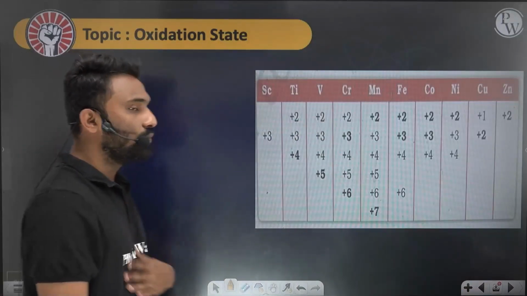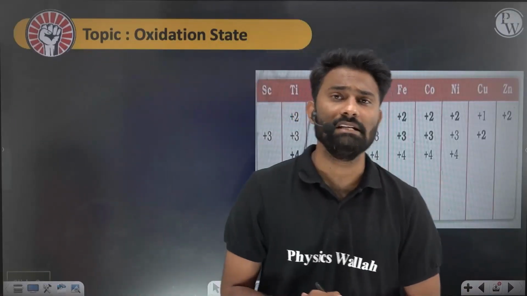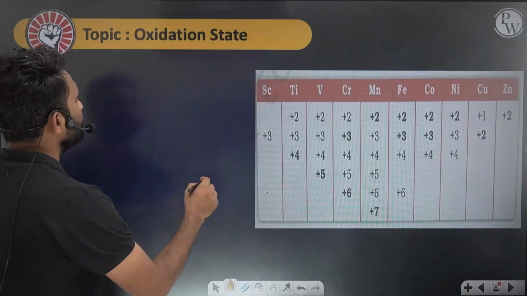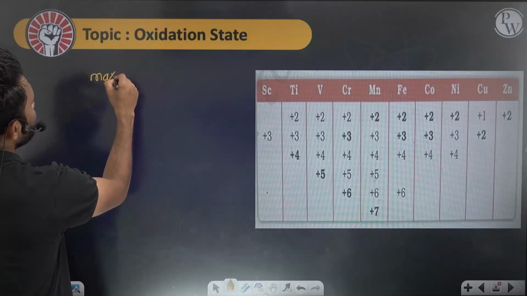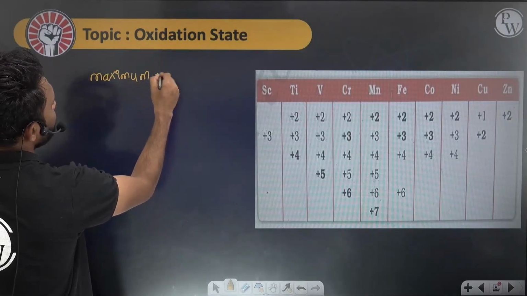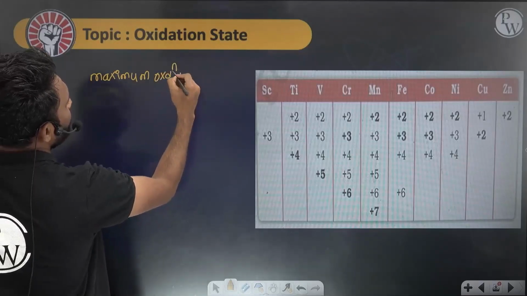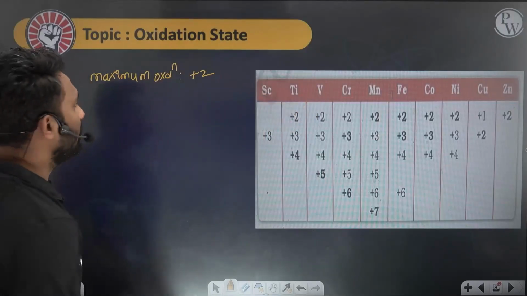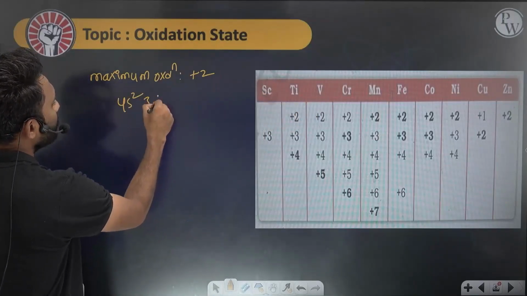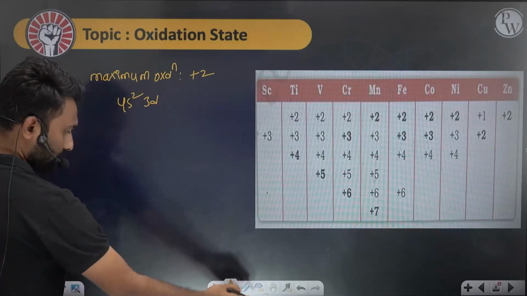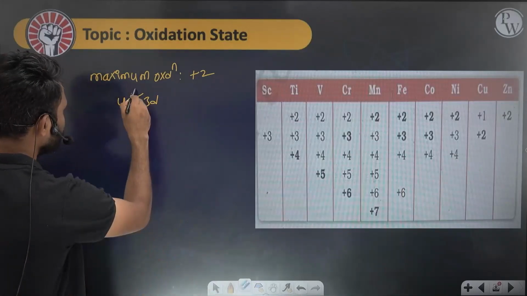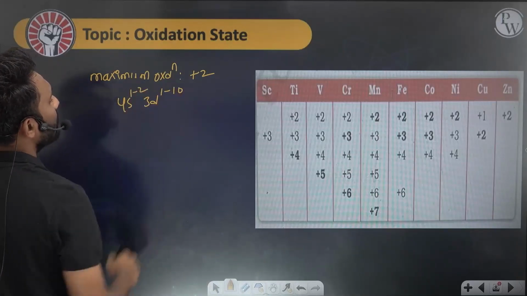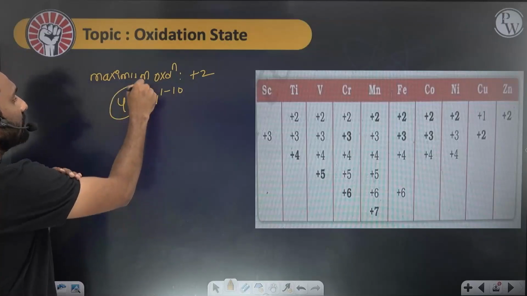Oxidation states. Now transition elements will show different and variable oxidation states, and the maximum oxidation state for the transition elements is +2. Because in all elements, the general electronic configuration is 4s1 to 2 3d1 to 10. Now these are the valency electrons.